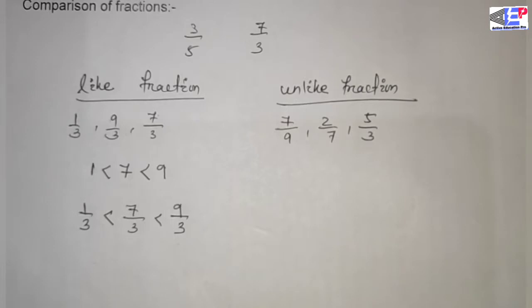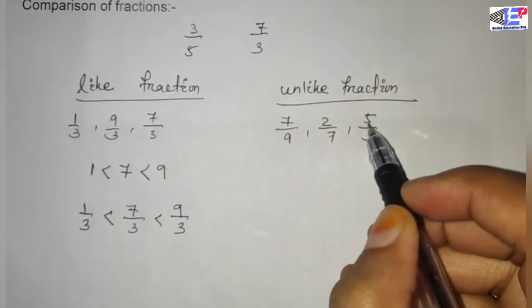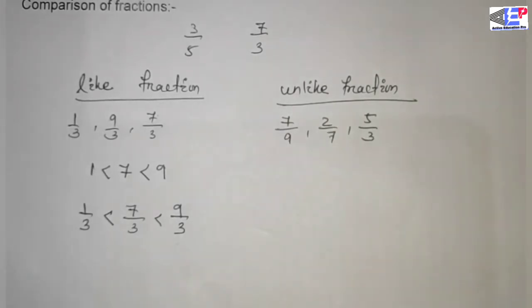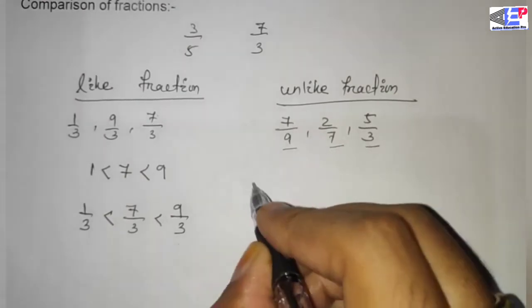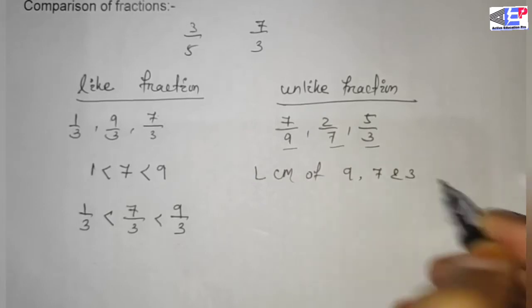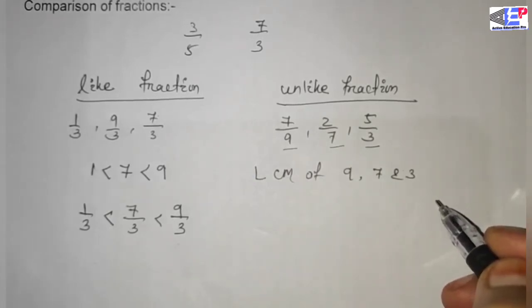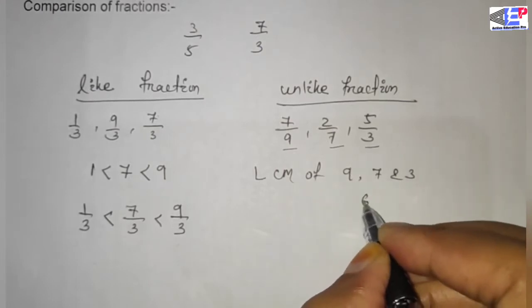Then next come unlike fractions: 7 by 9, 2 by 7 and 5 by 3. We don't know directly how to compare unlike fractions. In this case, you have to take the LCM of the denominators. Here the denominators are 9, 7 and 3. So what will be the LCM of 9, 7 and 3? It will be 63.